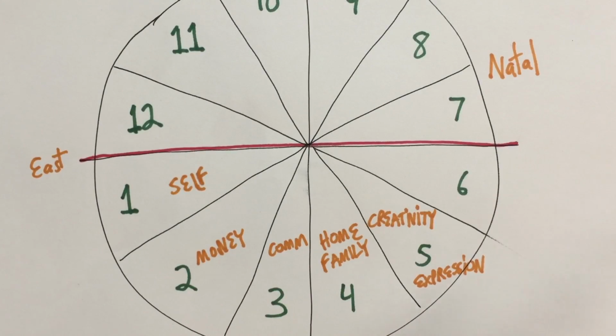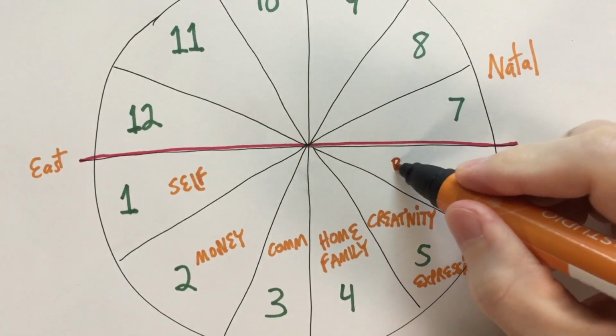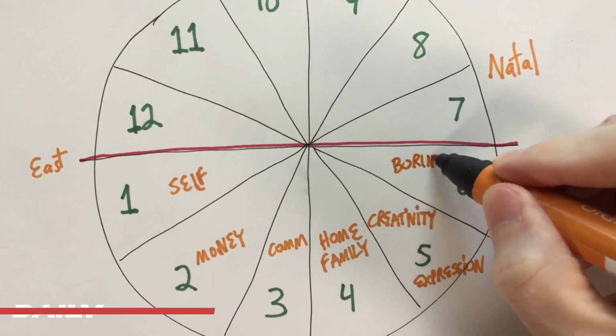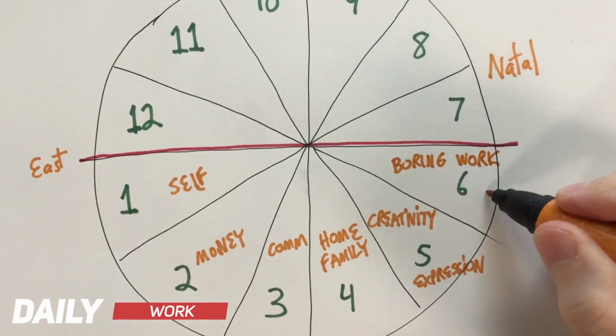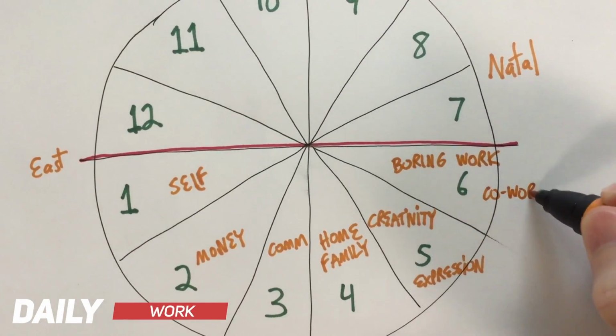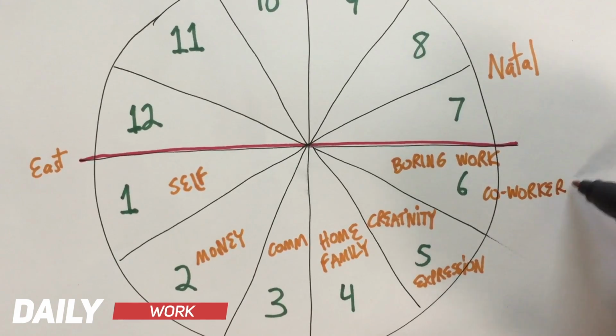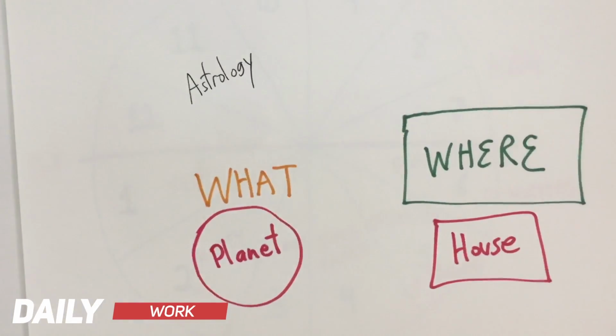Now, the 6th house is all about day-to-day, let's call it boring work. This is not your career. This is just working. And it also means your co-workers as well. So again, the what and the where. The where is going to be boring work.